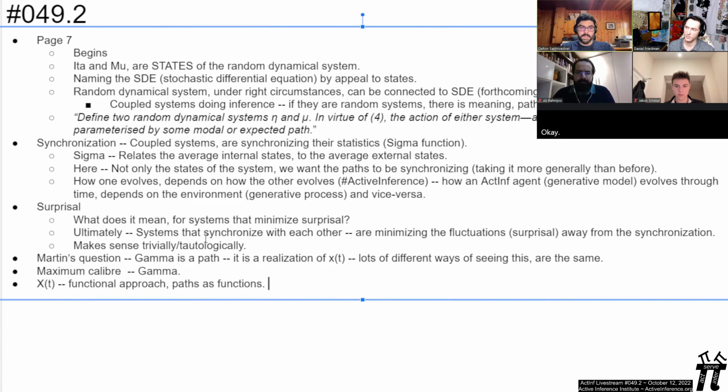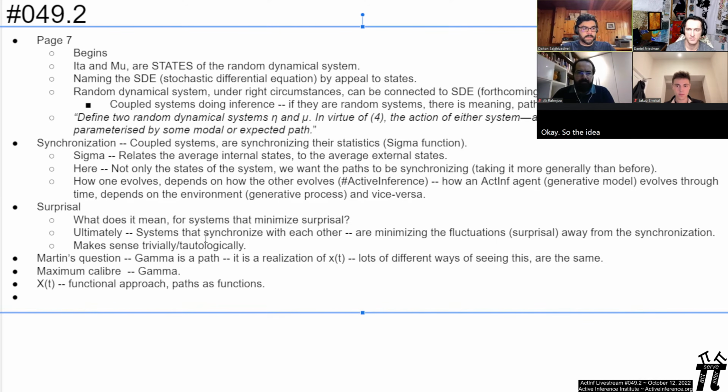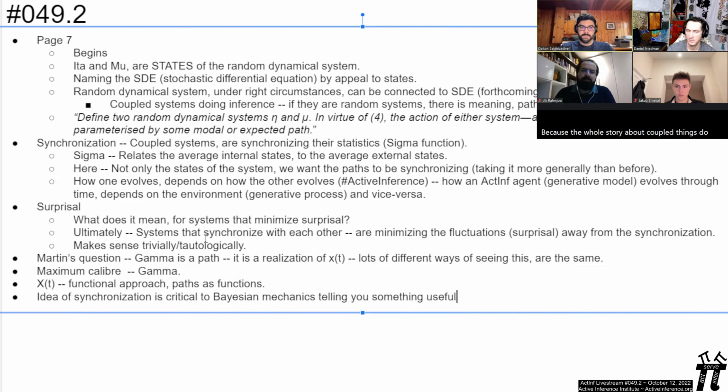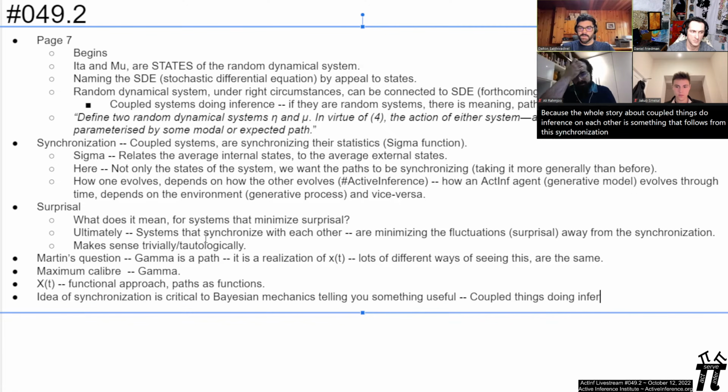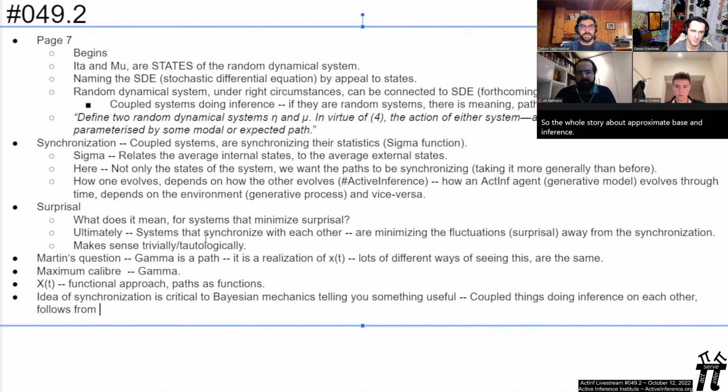Okay, so the idea of synchronization is critical to Bayesian mechanics actually telling you anything useful, because the whole story about coupled things doing inference on each other follows from this synchronization. So the whole story about approximate Bayesian inference follows from the coupling. So synchronization is an important assumption.